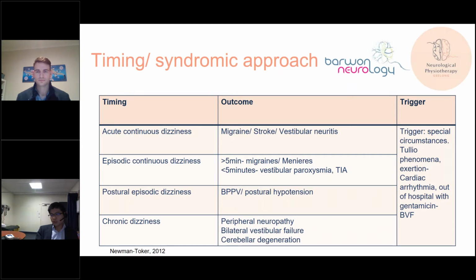In general, most patients with vestibular migraine will fit into either an acute continuous episode, which you often see in emergency, or perhaps in general practice you probably see them more as episodic continuous dizziness or postural episodic dizziness. And that's just something to be mindful of.